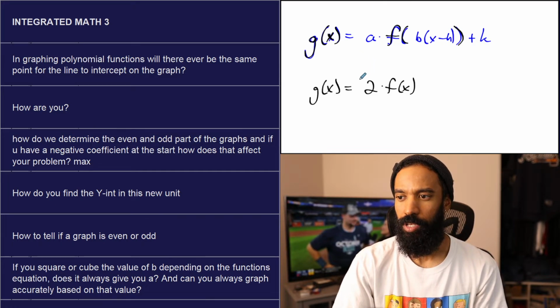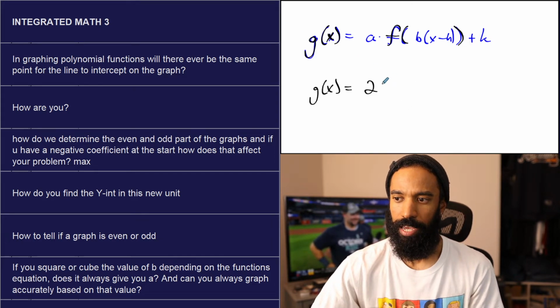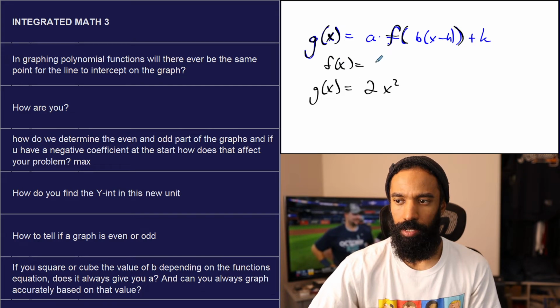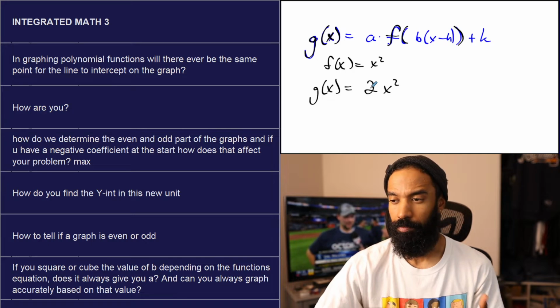And we have a bunch of those. But this would represent an a value right here. So this might say something like 2x squared, right? If f of x is x squared, then g of x may be 2x squared. A transformation, stretch factor, vertical, stretch factor twice.